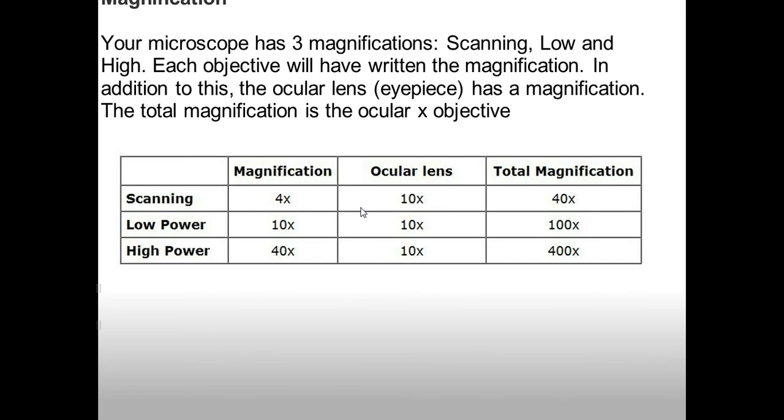So the scanning objective, or sometimes called the low power objective, is where you're just basically searching for the part of the specimen that you would like to see. It's going to be your smallest magnification. Then you switch to the next power, and you can get an even more detailed picture, and then lastly to the high power, which is also sometimes the oil immersion lens, depending on what is attached to the microscope.